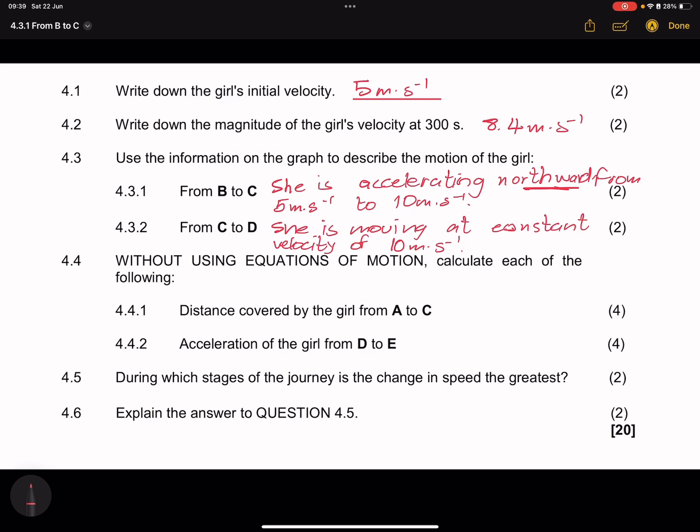Right, now they say without using equations of motion, meaning we ought to use the graph in order to answer the questions that are going to follow. They say calculate each of the following: the distance covered by the girl from A to C.